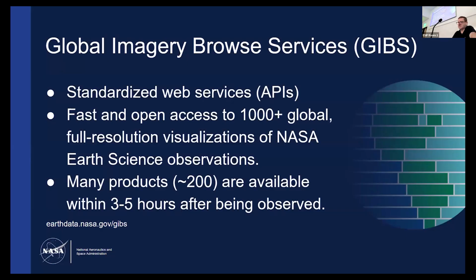GIBS is a repository of visualization layers. We've got about 1,000 full resolution visualizations in the system. Many of those visualizations have what we like to call near real-time latency associated with them, things like fire detection layers that can be visualized within 3 to 5 hours of recording the data.